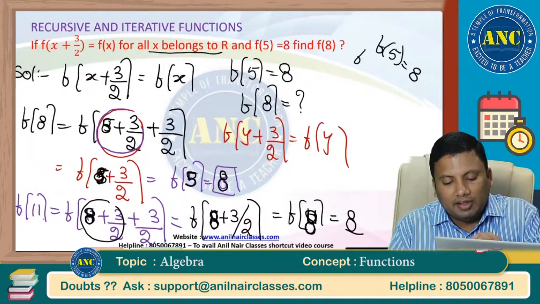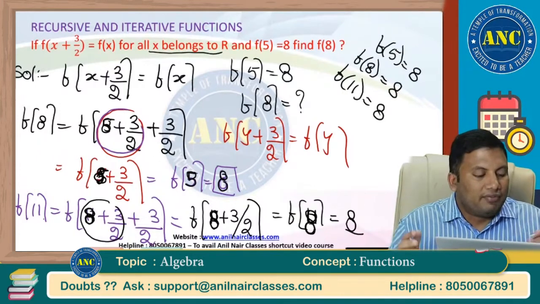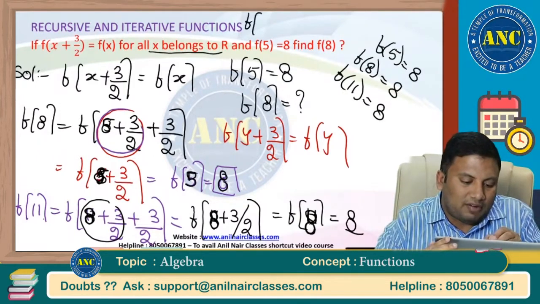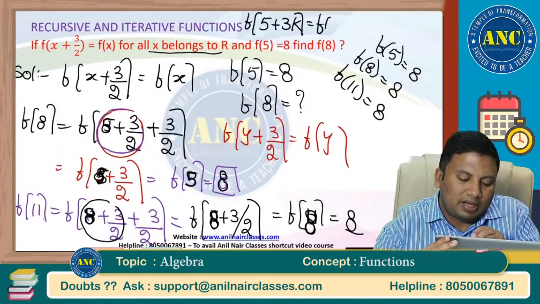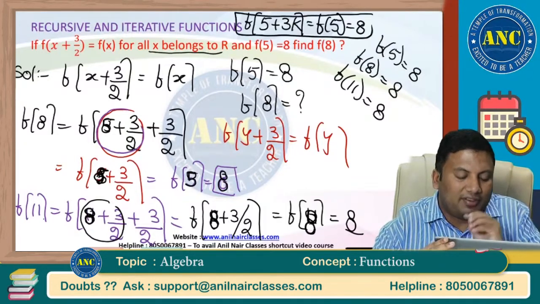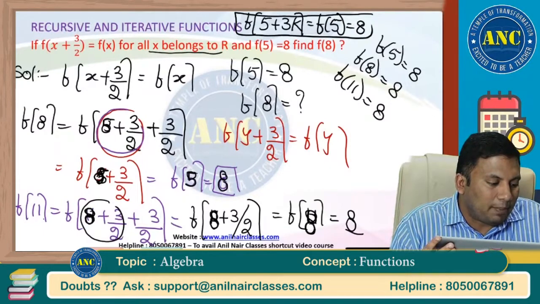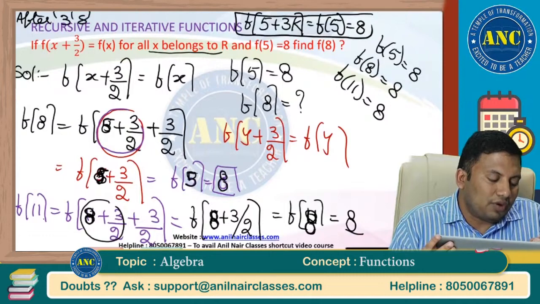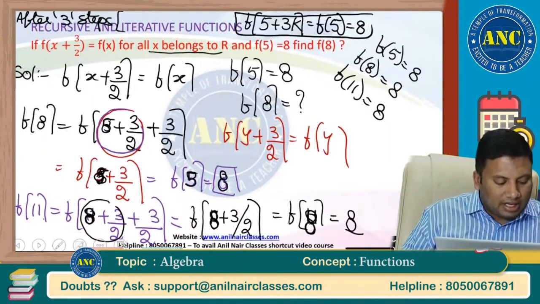That means f of 5 is 8. If I add 3, f of 8 is 8. If I add 3, f of 11 is also 8. That means what is the functional value? F of 5 plus 3k is nothing but f of 5, and f of 5 is nothing but 8. So that means repetition happens after 3 steps. So cyclicity for this function is 3 steps. After 3 steps it will be there.